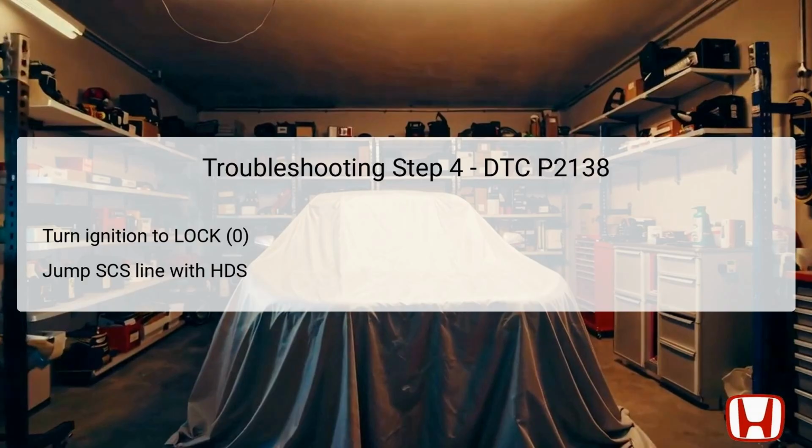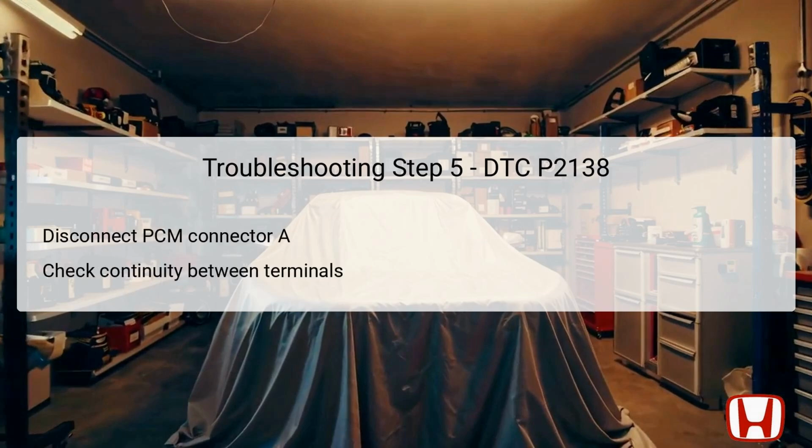This step is crucial in isolating electrical problems while ensuring there is no interference from other vehicle systems. Properly executing this procedure creates a conducive environment for effective troubleshooting of the APP sensor circuit. Disconnect the PCM connector A, which consists of 49 pins and is crucial to communication with the APP sensors. Once you have disconnected it, you'll need to check for continuity between terminals A18 and A19.